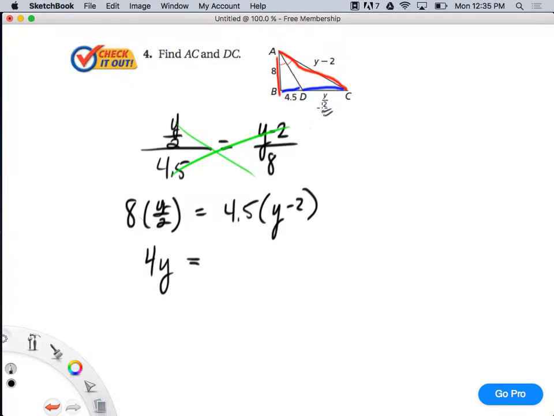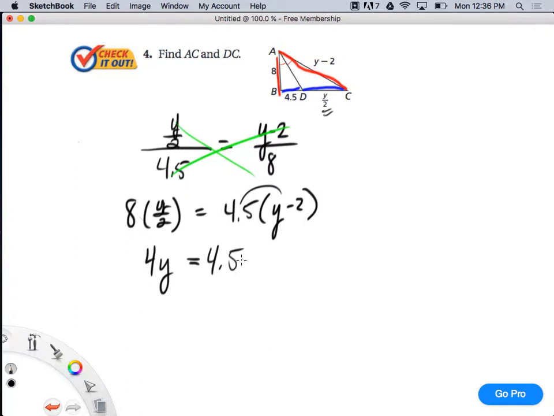Oh, that's what I reported. Y over 2, then I'm multiplying by 8, right? If I did 8 times 3 over 2, that would be 8 times 3 is 24 over 2 is 12, right? Okay, so I'm doing the same thing, just 8 times y over 2, so I get 8y, but then divide by 2 and I get 4y, okay? Then here I distribute in 4.5y.